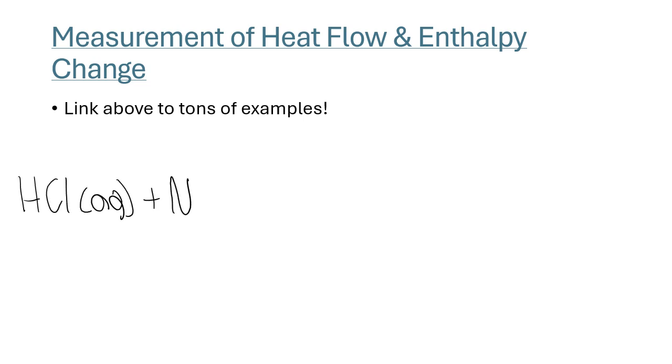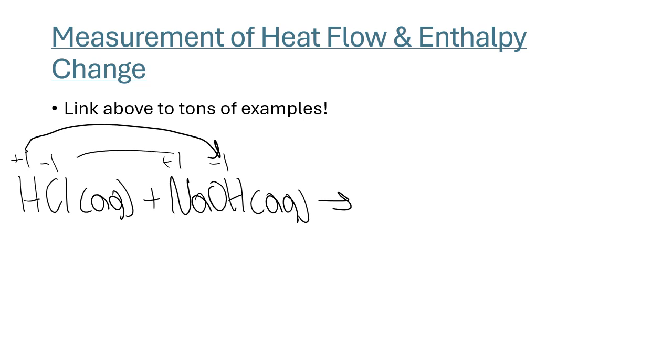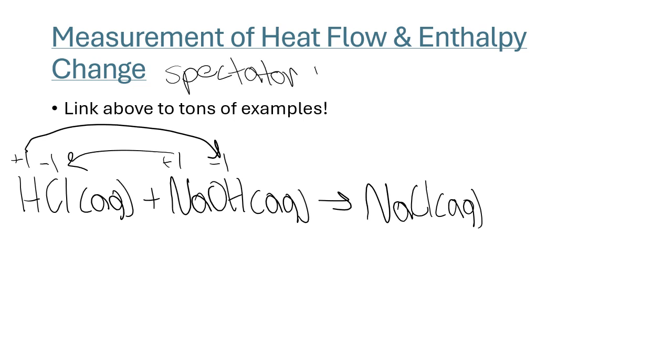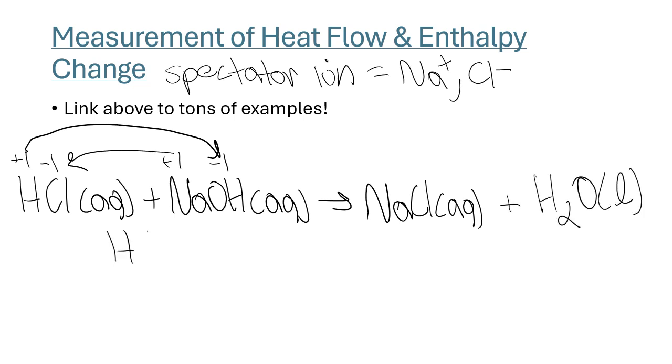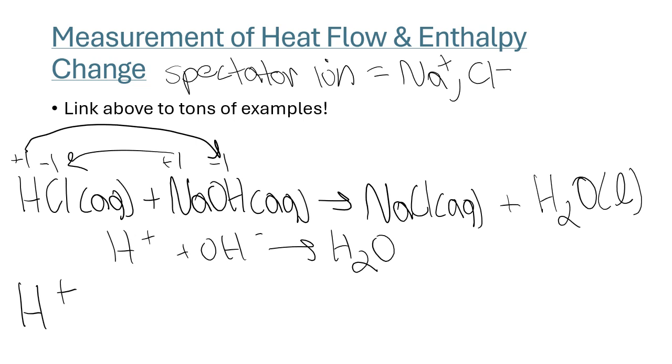HCl AQ plus NaOH AQ. H plus, Cl minus, Na plus, OH minus. Plus goes with minus, and the plus is always first: NaCl, AQ. Since that's AQ, we automatically know the spectator ions are Na plus and Cl minus. And the net ionic equation, so that also forms H2O liquid, because H plus and OH minus forms H2O. So the net ionic equation for this would be this.